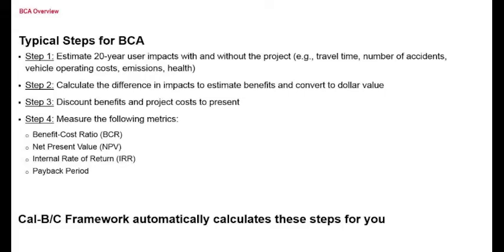Step three is to discount the benefits and project costs and bring them to the present value. And step four, just to reiterate, is to look at the measures of your project to see if it's worth funding. It would be your benefit cost ratio, your net present value, your internal rate of return, and your payback period. And the good thing about this is CalBC can do all of this for you.